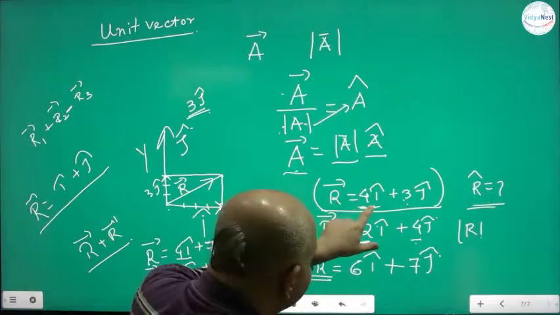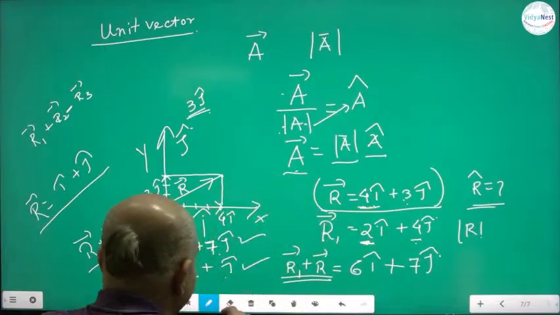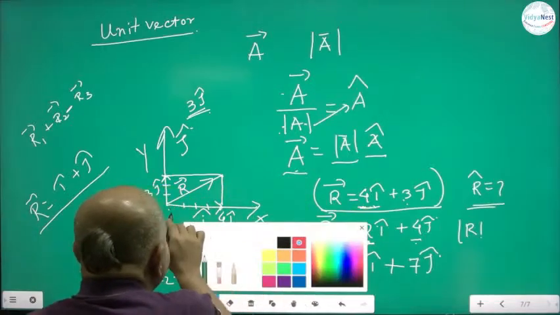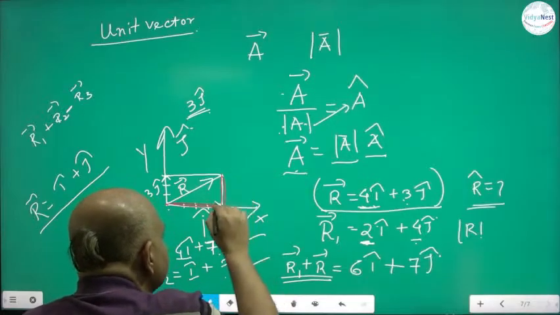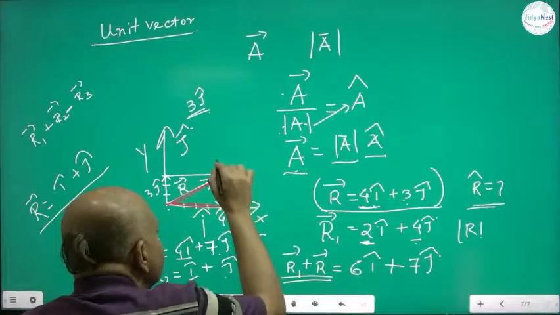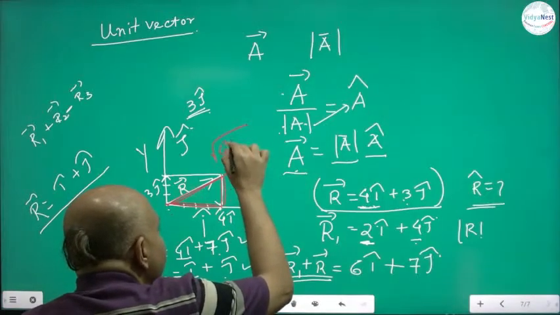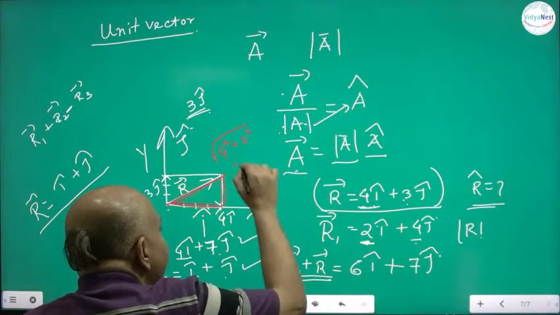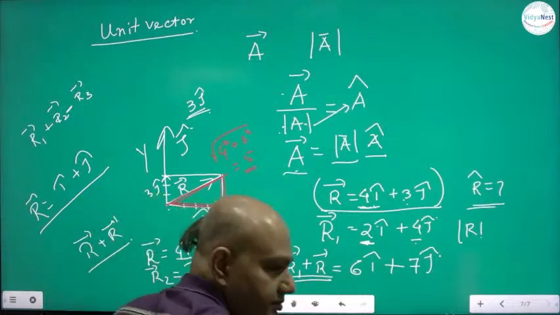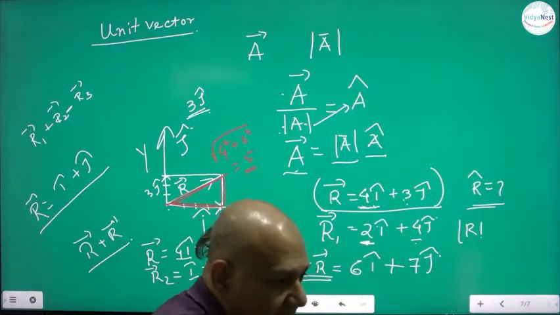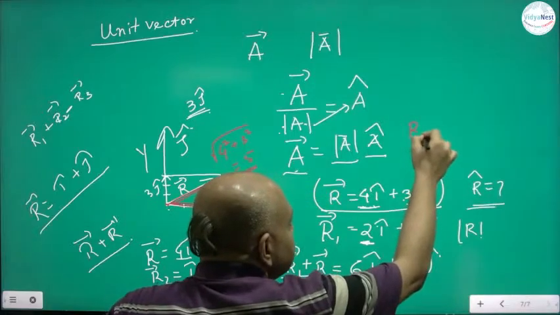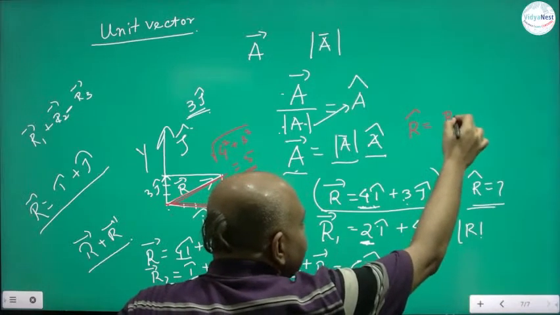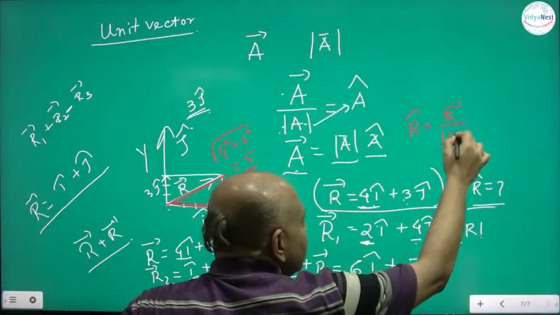Now, can you tell me what is the magnitude of r? Because this length is 4, this length is 3. So what should be the magnitude? Root over of 4 square plus 3 square, 5, right? Unit vector r cap means vector r by magnitude of r.